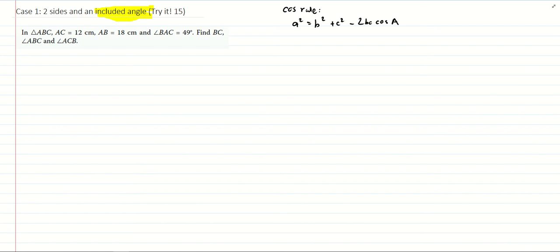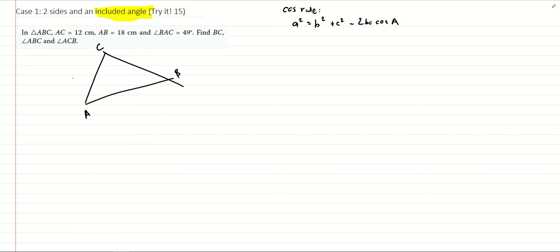In triangle ABC, AC equals 12 cm, AB equals 18 cm, angle BAC equals 49 degrees. Find BC, angle ABC, angle ACB. So over here, let's draw out the triangle again. As long as it's a geometric question and there's no diagram drawn for you, it will always help you to draw out a triangle, because then you know the relative positions of the angles and lengths, and you know whether the angle is included or not.